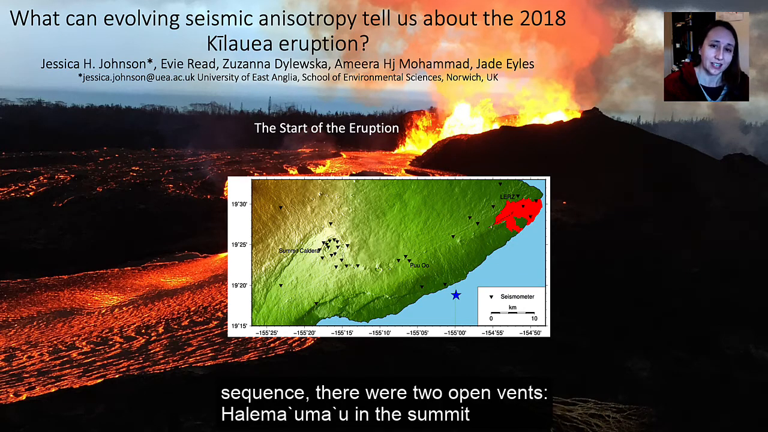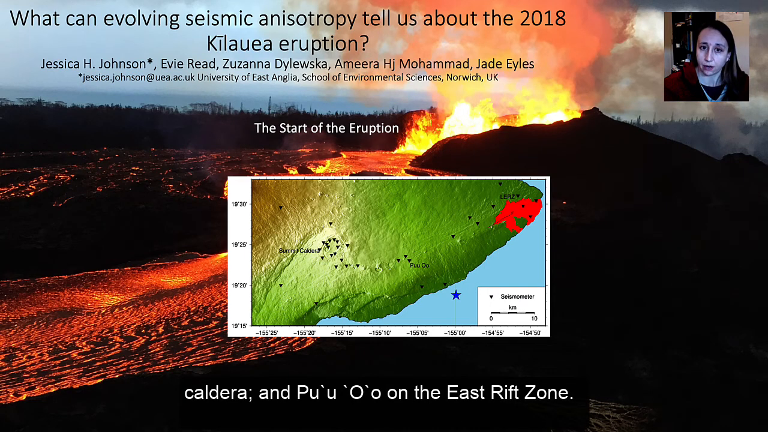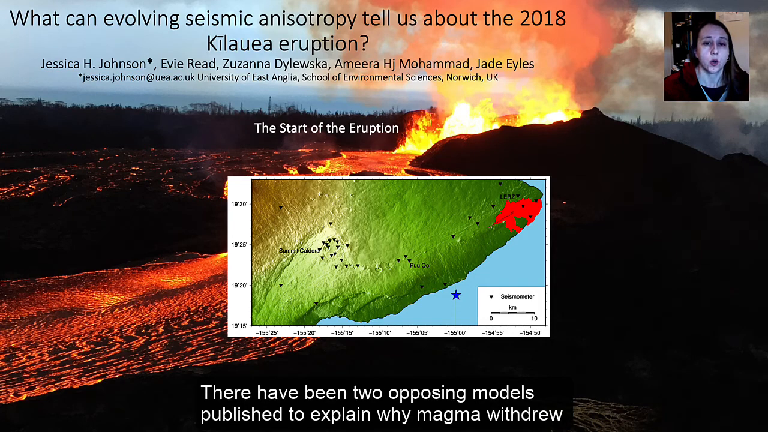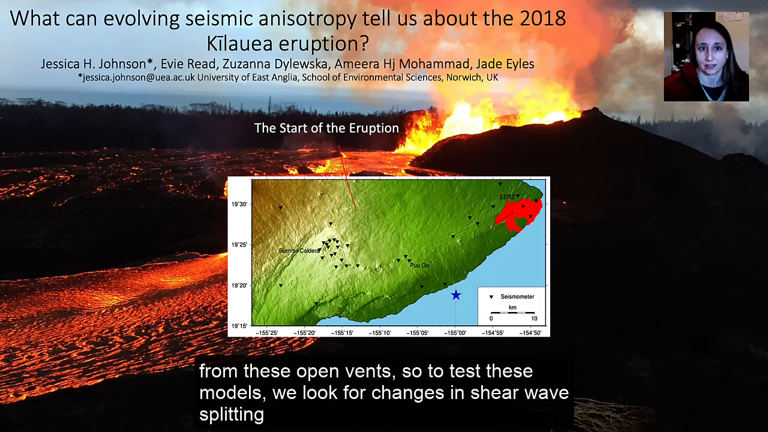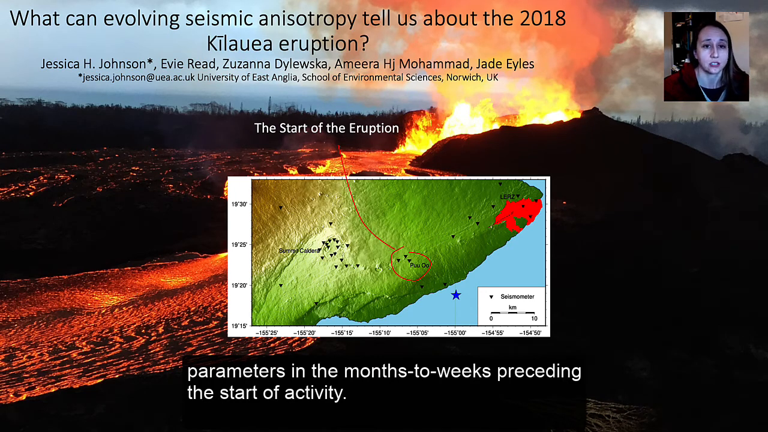Before the 2018 sequence, there were two open vents, Halemaumau in the summit caldera and Pu'u'o on the East Rift Zone. There have been two opposing models published to explain why magma withdrew from these open vents. So to test these models, we look for changes in shear wave splitting parameters in the months to weeks preceding the start of the activity.